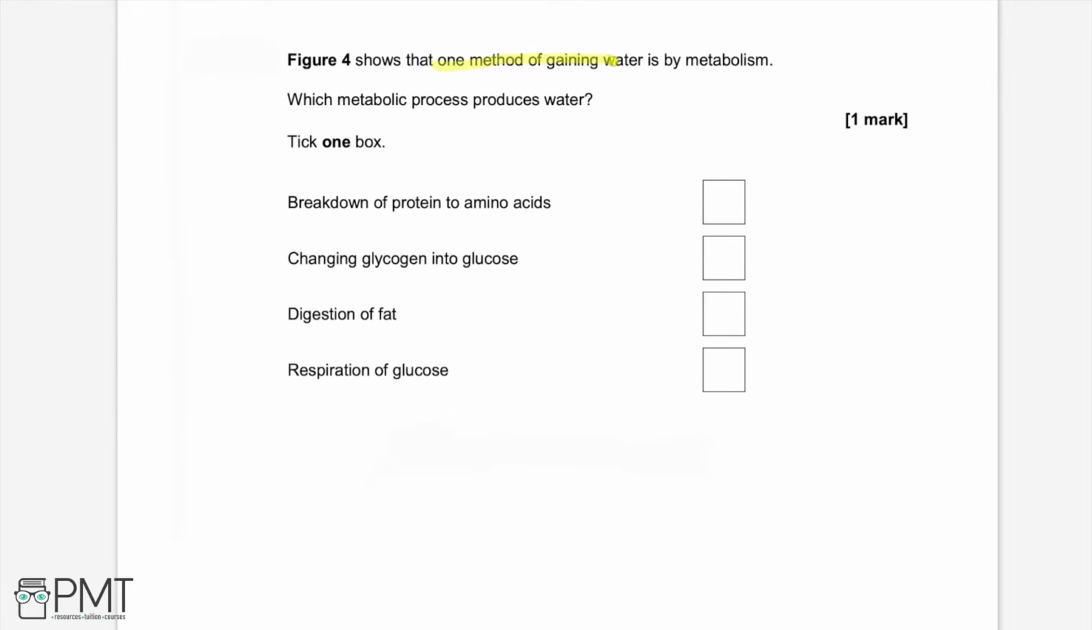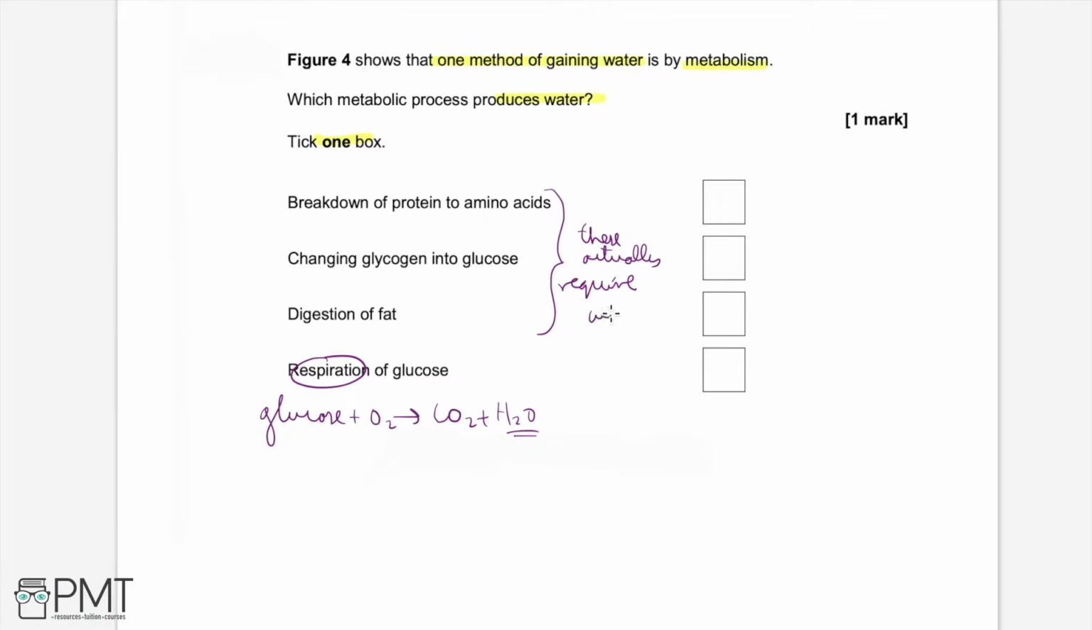Figure 4 shows that one method of gaining water is by metabolism. Which metabolic process produces water? Tick one box. We have the options of the breakdown of protein to amino acid, changing glycogen to glucose, the digestion of fat, and the respiration of glucose. Respiration is the only one of these which does in fact produce water. The equation for respiration is glucose plus oxygen is converted into CO2 and water. Here, water is produced. The other three processes actually use water in the breakdown of the said molecules. Therefore, the respiration of glucose is our answer.